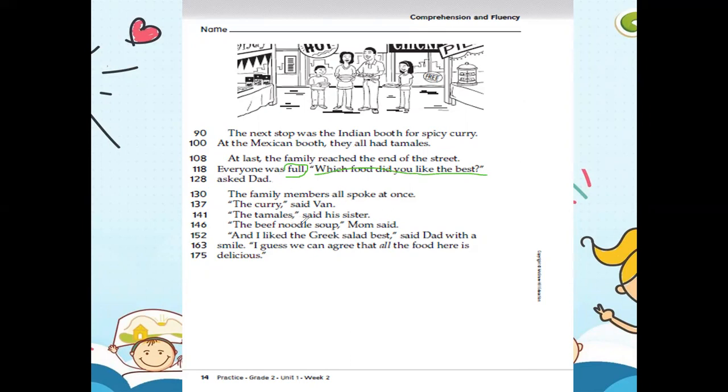"The curry, the tamales, the beef noodle soup, and I like the Greek salad best." So they talked together. The curry, said Van; the tamales, said his sister; the beef noodle soup, Mom said; and "I like the Greek salad best," said Dad with a smile. "I guess we can agree that all the food here is delicious."